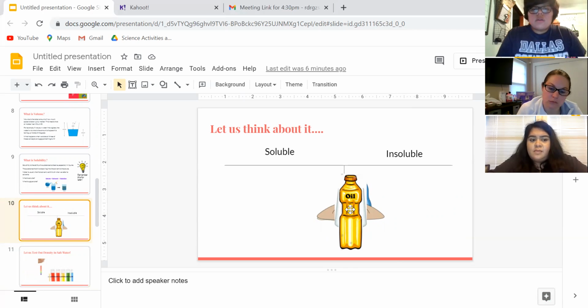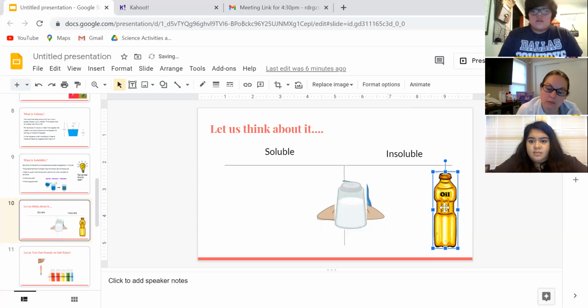So since we said it's not going to dissolve in our liquids, that means it's an insoluble, because the two are just going to separate or stack on top of each other. They're never going to dissolve in one another, because no matter how many times we stir it, it's just not going to correlate with one another. So now we have salt.